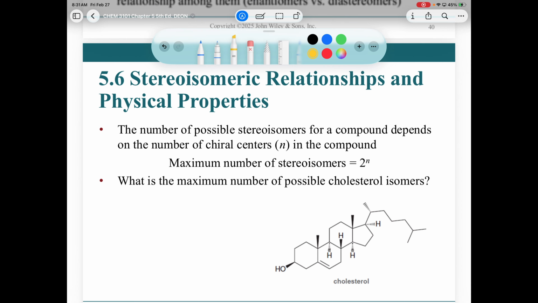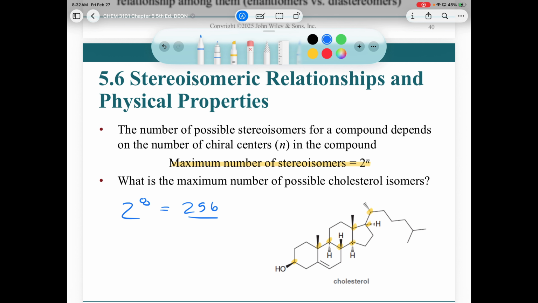All right, but we have a lot of chiral centers. So if you're looking at cholesterol and saying, well, you just told me the maximum number of stereoisomers is 2 to the power of n, how many stereoisomers can I have? So let's see. I've got a chiral center here, here, here, here, here, here, here, and here. That's 1, 2, 3, 4, 5, 6, 7, 8. So how many possible stereoisomers can I have? It's 2 to the power of 8, which is 256 possible stereoisomers.